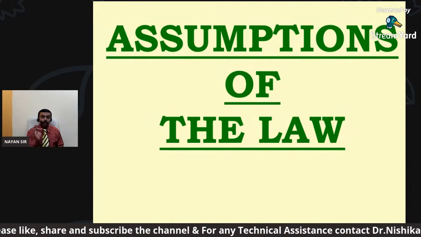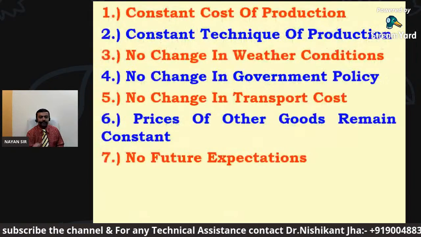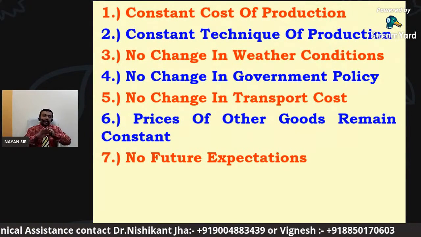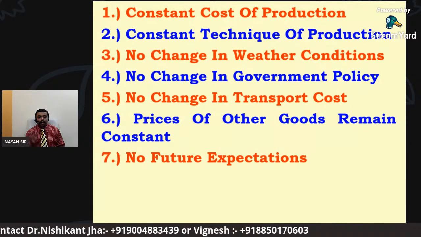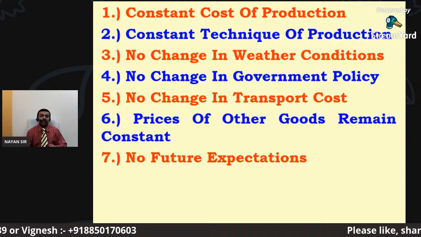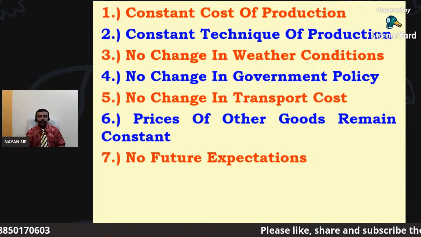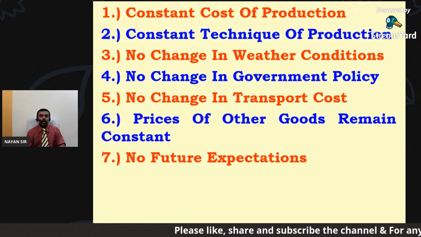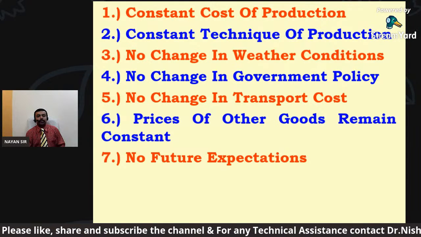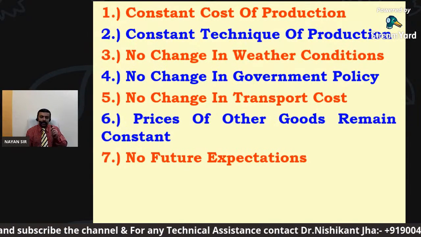First assumption is constant cost of production. Second is constant technique of production. Then there is no change in weather conditions, no change in the government policy, no change in the transportation cost. Prices of other goods remain constant, and no future expectations. We will now see each one in detail.